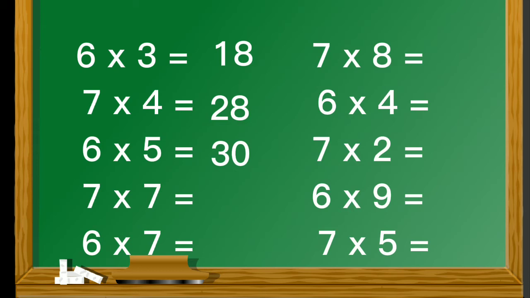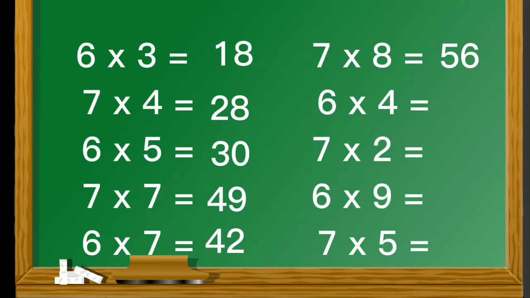Okay, you're correct. 7 times 7 is equal to... Is it 49? Yes, it is 49. 6 times 7 is equal to... If your answer is 42, then you're right. 7 times 8 is equal to... What is your answer? The correct answer is... Yes, 56.